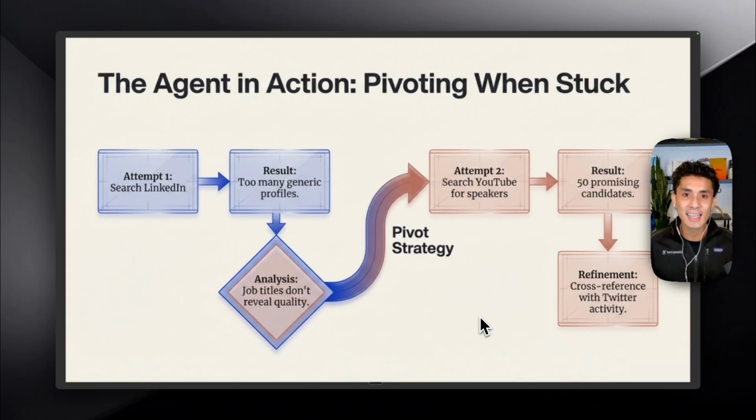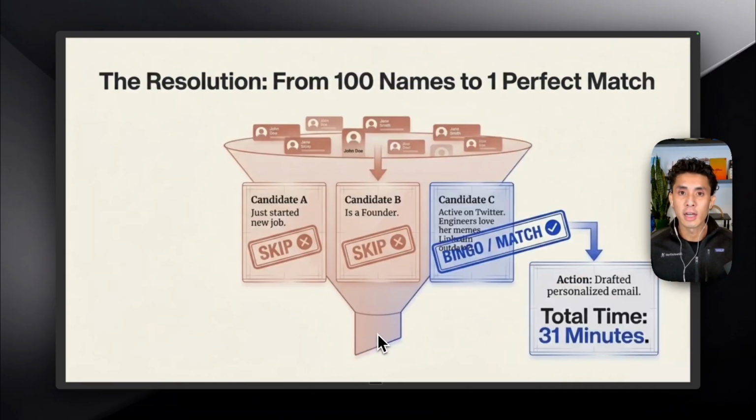It's insane. The end result of setting that task for the intern results in 100 names filtered down to the perfect match. And not only is it able to find that perfect match, but it's even able to take an action and draft a personalized email about what it knows on that candidate from the research that it did. So on your end, all you have to do is verify the output and hit send.